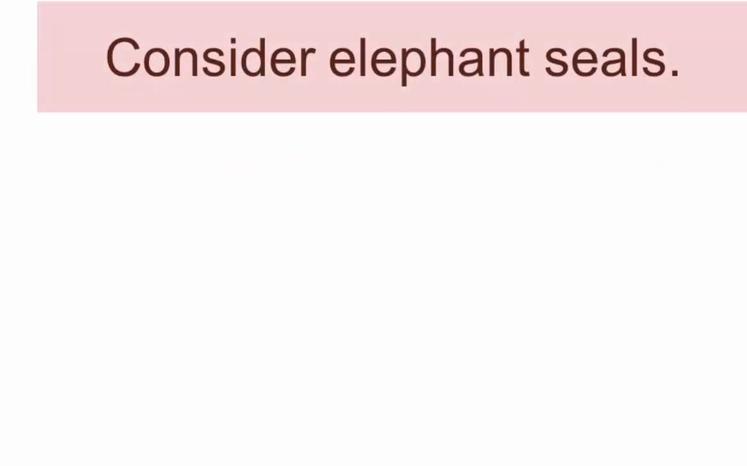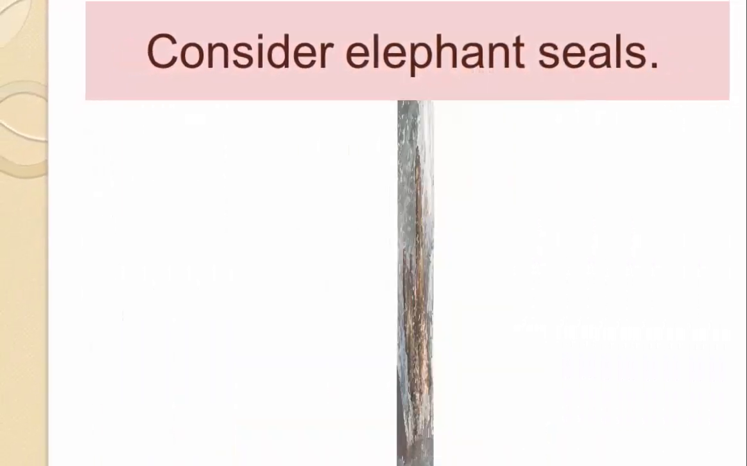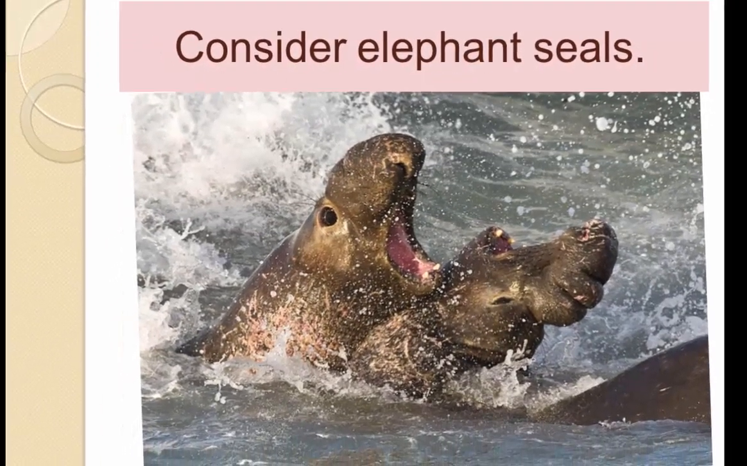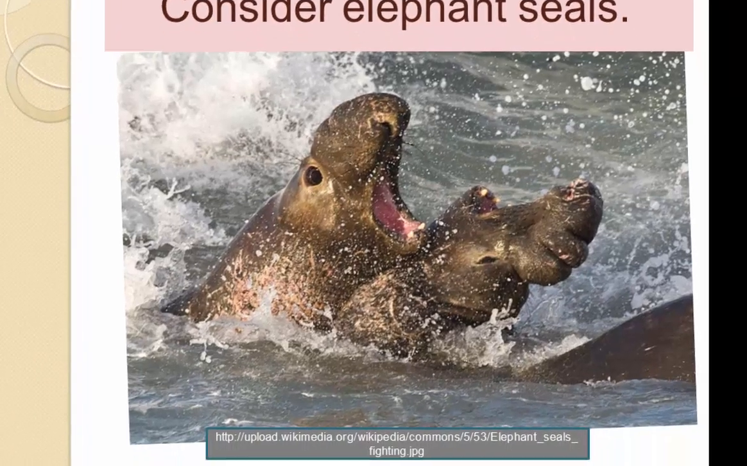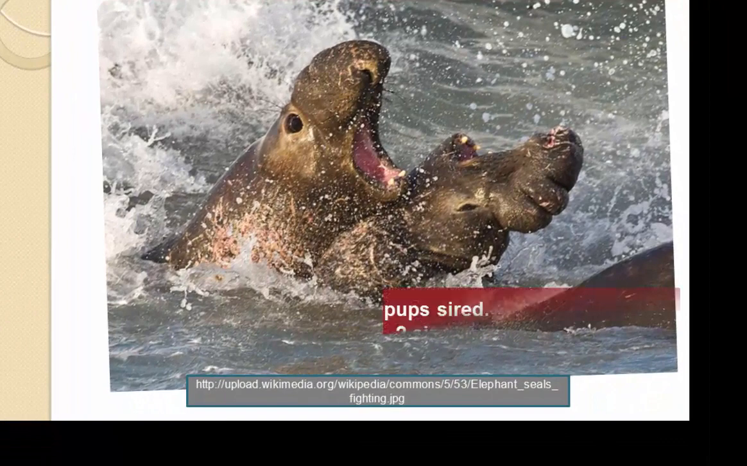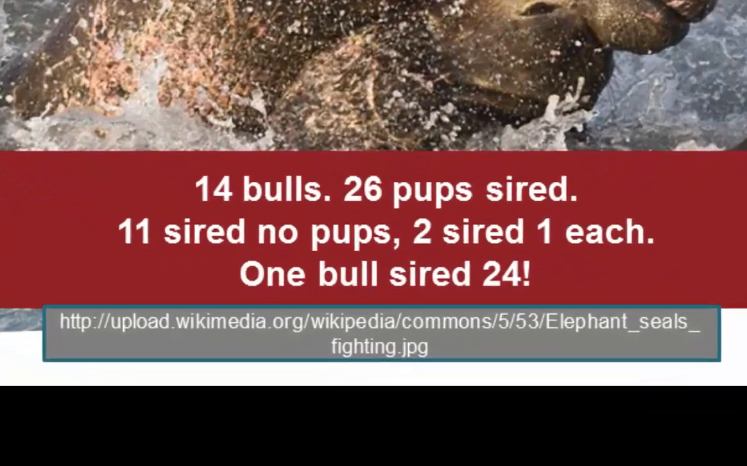As an example of this, that's quite famous, consider male elephant seals. So in this dramatic image, two male elephant seals are fighting it out, and a lot of what they're fighting over is access to females. And that matters in terms of who wins.